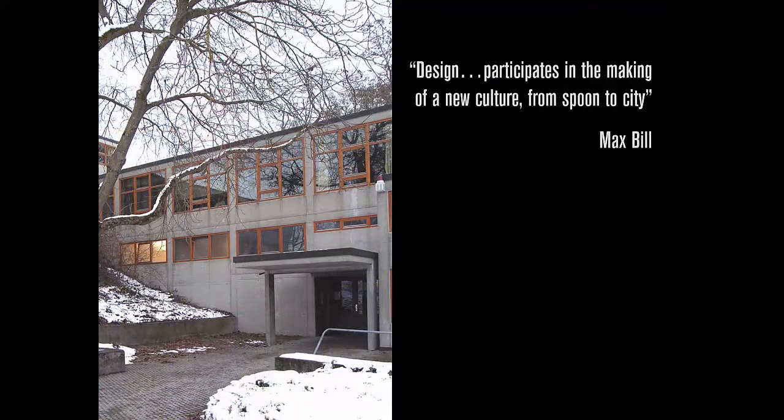A third definition, this also gets extremely broad. This is a definition that was written by Max Bill. Max Bill was the rector of the Ulm School of Design, which is one of the most influential design schools in the world. He describes it as design participates in the making of a new culture from spoon to city. But there's a really interesting dimension of scale in Max Bill's definition. He says from spoon, so you can think of that as one of the smallest physical things that we can use, and we do use every day, to a city, which is an extremely wide, broad landscape. So everything from a spoon to a city is designed.